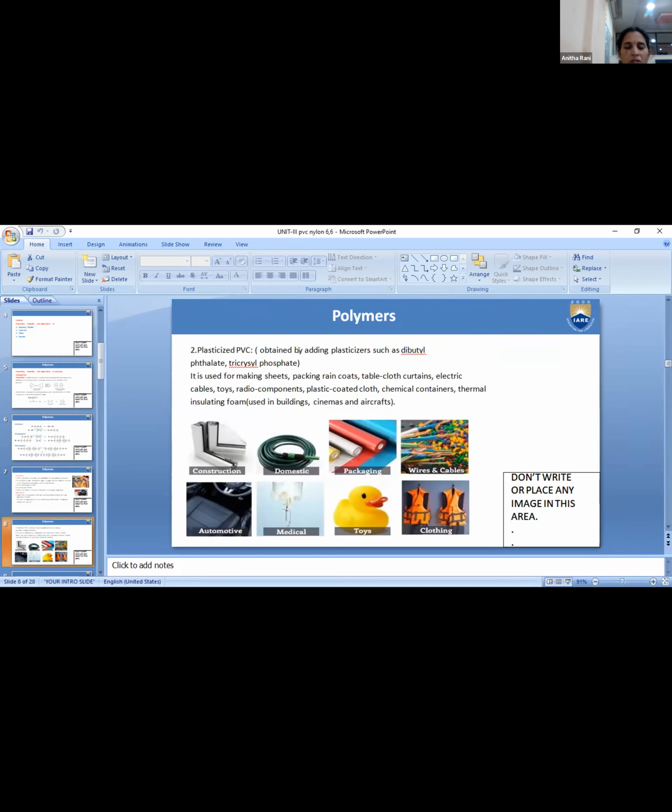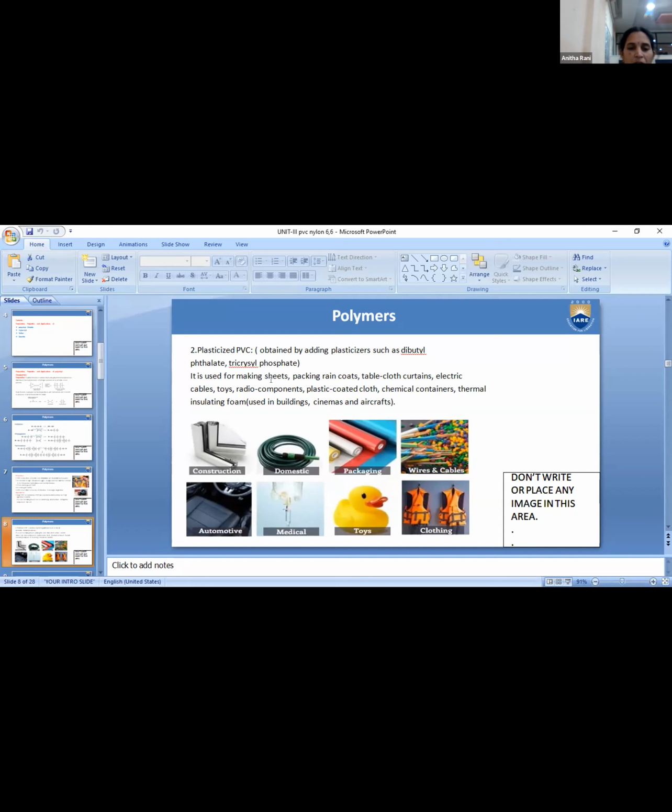Plasticized PVC is obtained by adding plasticizers; we can use triphenyl phosphate, tricresyl phosphate, tributyl phosphate or dibutyl phthalate. It is used for making sheets, packing raincoats, tablecloth curtains, electric cables, toys, radio components, plastic coated cloth, and chemical containers. Thermal insulating foam is used in buildings, cinema theaters and aircrafts.